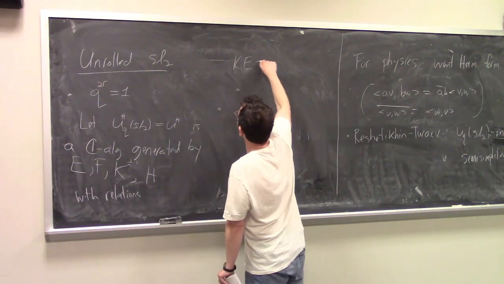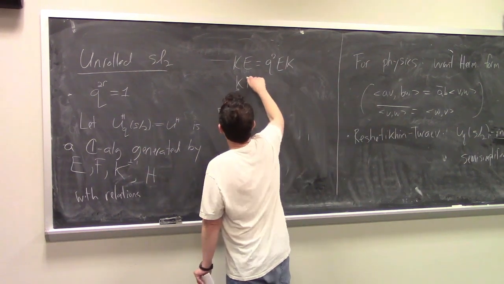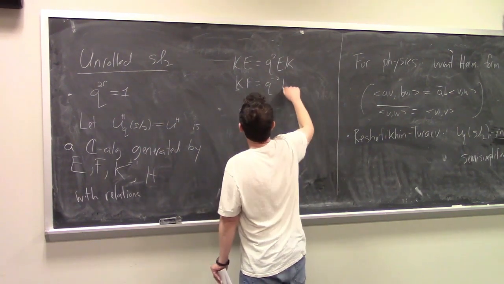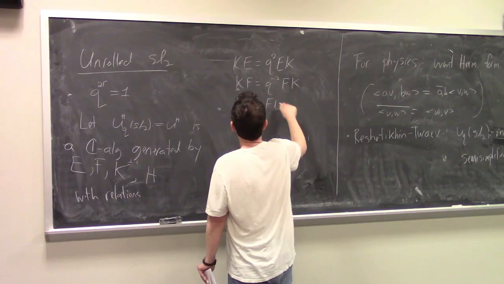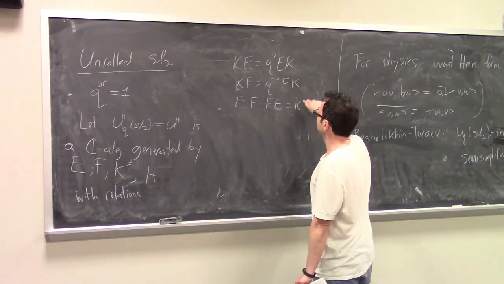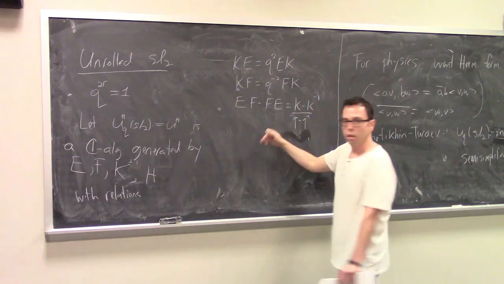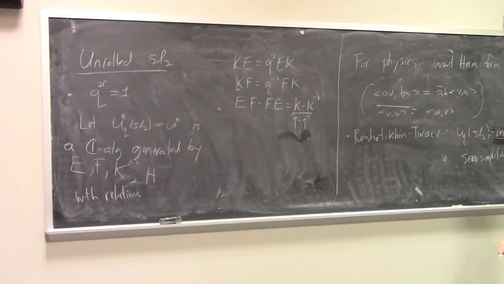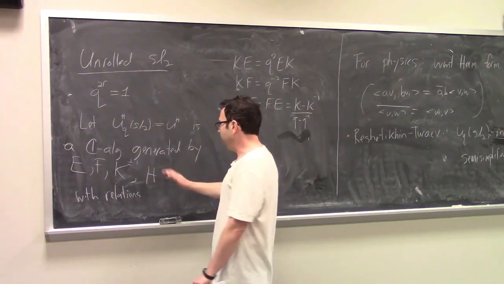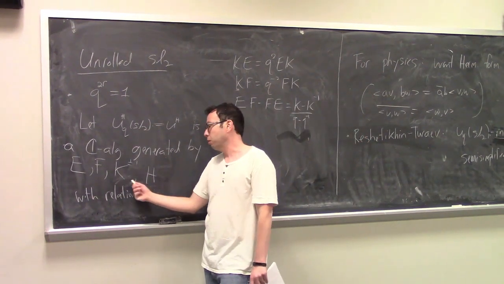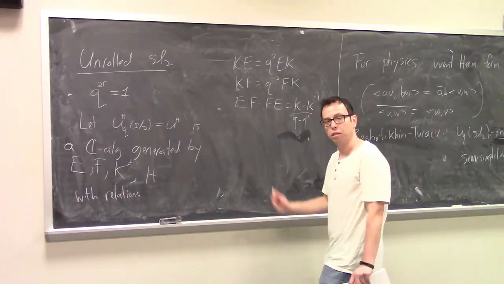So some standard relations: K and E almost commute, K and F almost commute. You have this mixed relation, EF minus FE equals K minus K inverse over Q minus Q inverse. This is what you would expect when you see a definition of U_q(sl2). But now there's this extra generator H. You should think of H as the logarithm of K, or K as the exponential of H. Not part of the formal definition, but that's how you should think of it.